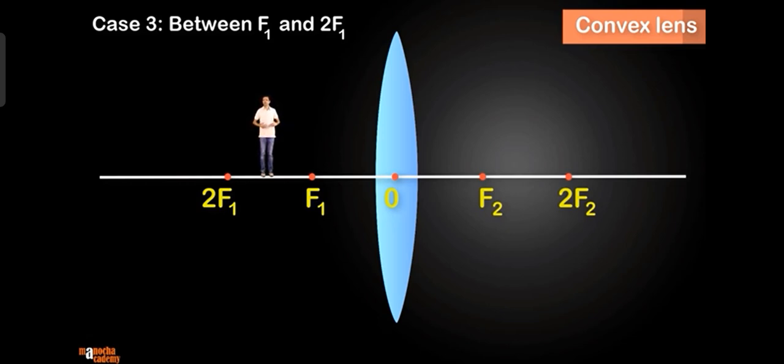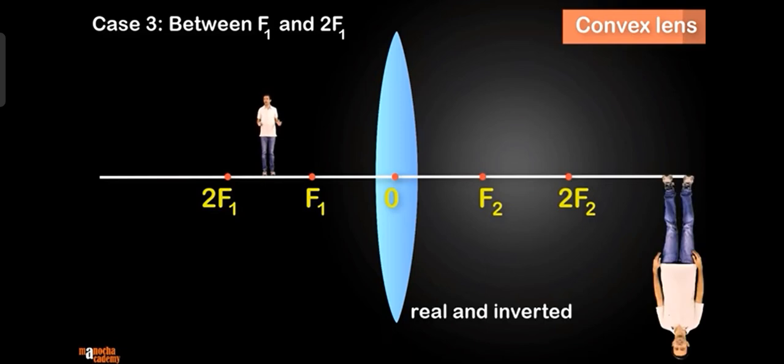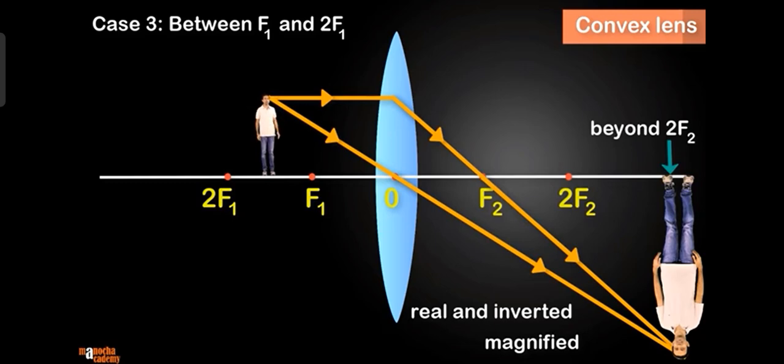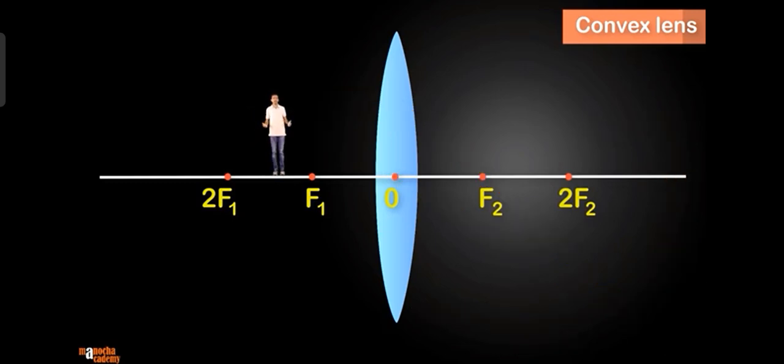So what's the nature of the image you got? That's right. The correct answer is it's a real and inverted image that's magnified. Here's the ray diagram, and as you can see, the position of the image is beyond 2F2. Next, I'll move ahead and stand at the focus of the convex lens.